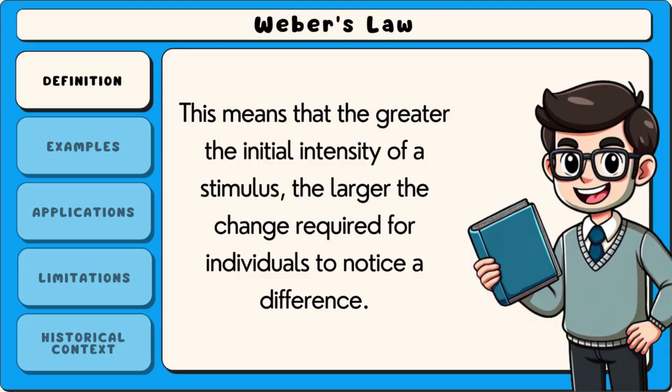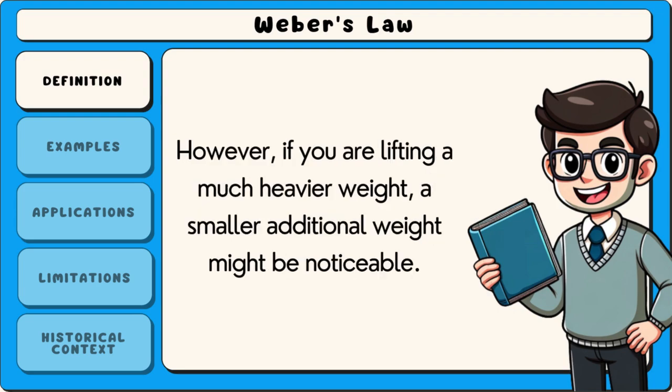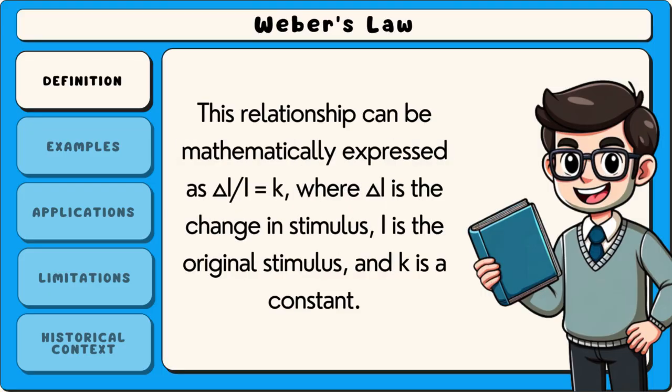a difference. For example, if you are holding a lightweight and someone adds a tiny bit more weight, you may not notice the difference. However, if you are lifting a much heavier weight, a smaller additional weight might be noticeable. This relationship can be mathematically expressed as delta I over I equals k, where delta I is the change in stimulus, I is the original stimulus, and k is a constant.